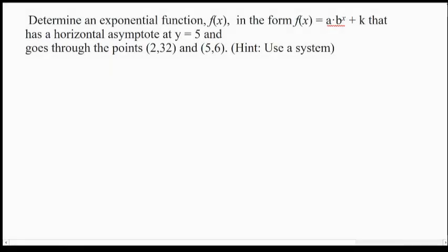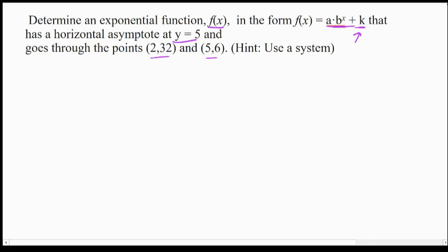Here we're asked to determine the exponential function f of x in the form a times b to the power of x plus k. So an exponential function, we're going to have a horizontal asymptote at y equals 5, and then it goes through these 2 points. So we have some x and some y values.